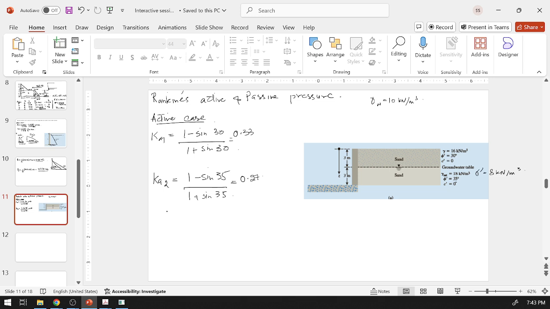And let's calculate the vertical stresses. First, sigma vertical, this will be 3 meter, 3 meter. And this will be 3 into 16. And then we will have 3 into 8, and let this be for water. This will be 10 into 3.